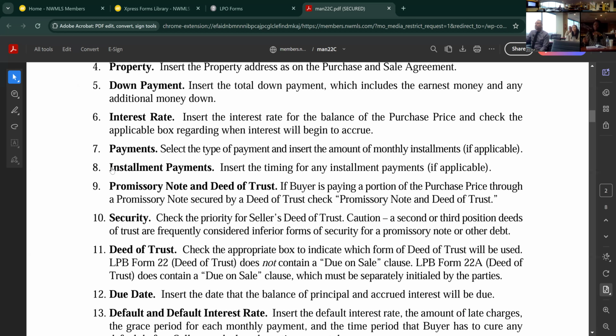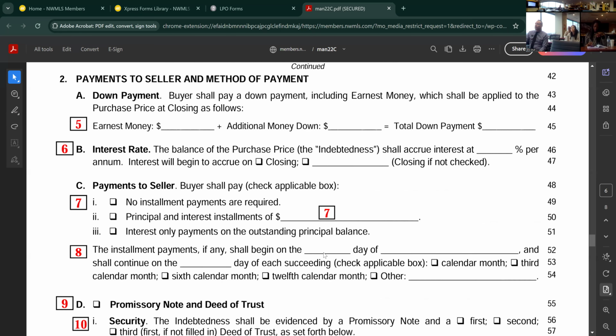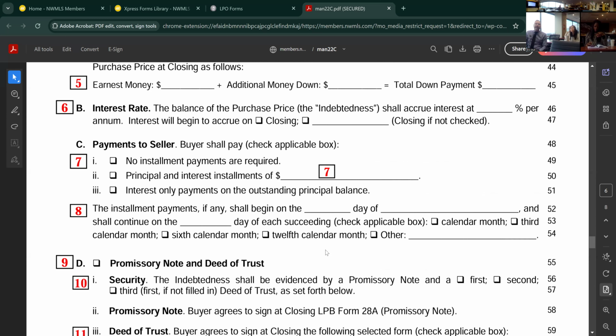Okay, installment payments, it's sort of the timing for any installment payments if applicable. So number 8. Installment payments, if any, shall begin on the first day of January and shall continue on the first day of each succeeding, check applicable: calendar month, 3rd calendar month, 6th calendar month, 12th calendar month, or other. Go calendar month first. I mean, typically, they're monthly payments.